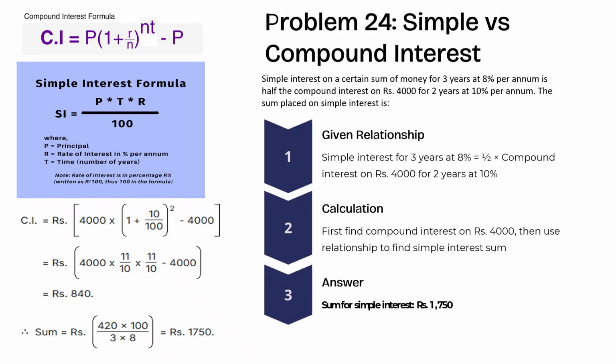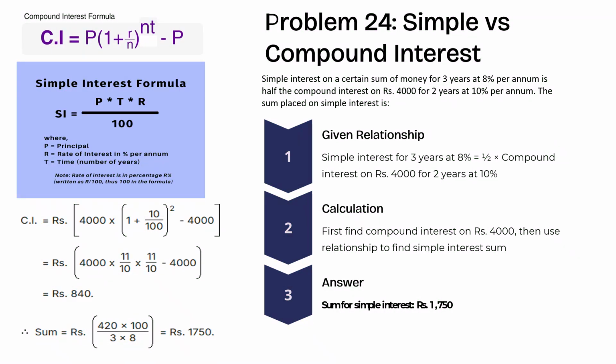Now we need to find the relationship: the simple interest of 3 years at 8% is equal to half into compound interest. We have derived the compound interest as 840, so we need to multiply it by half. We simply do 840 divided by 2, and the final answer will come like 420.